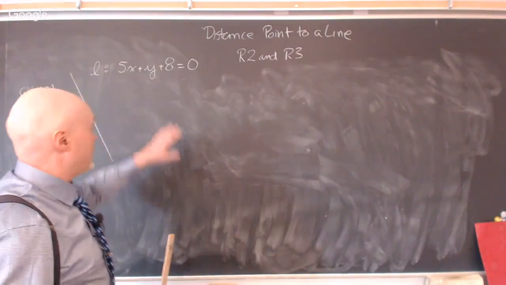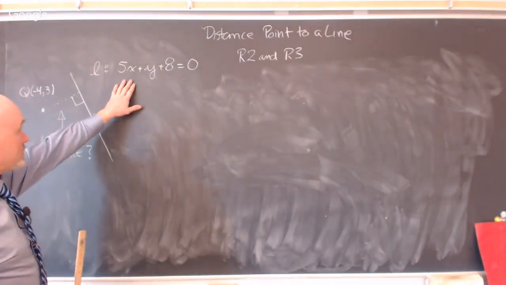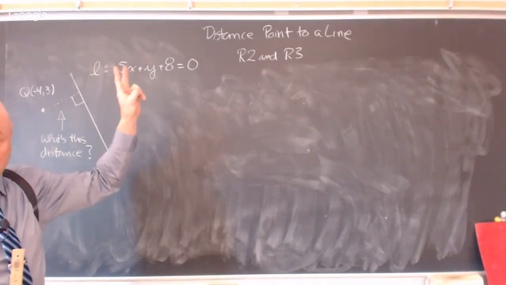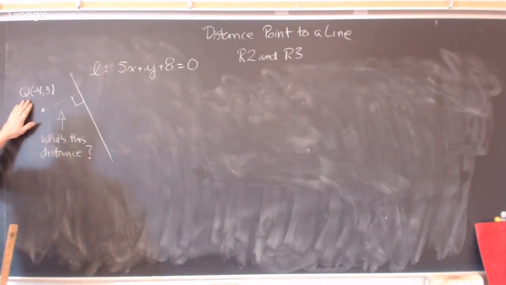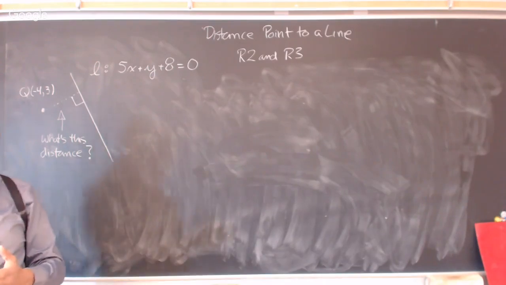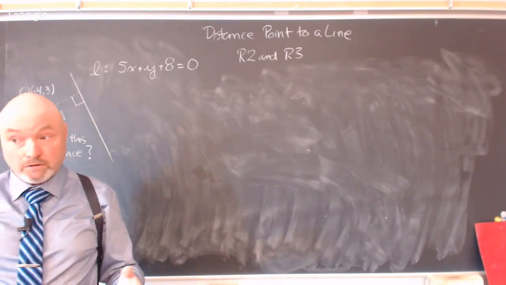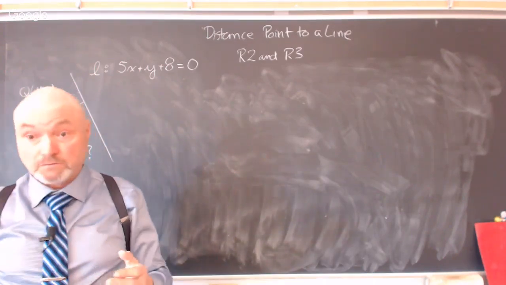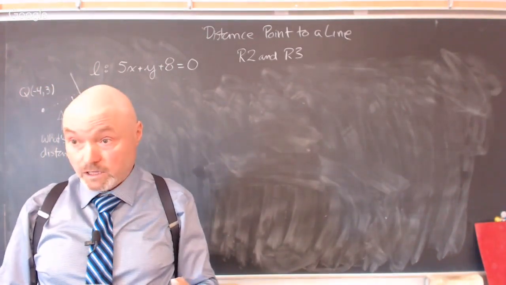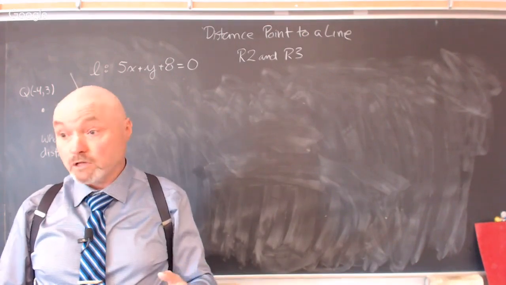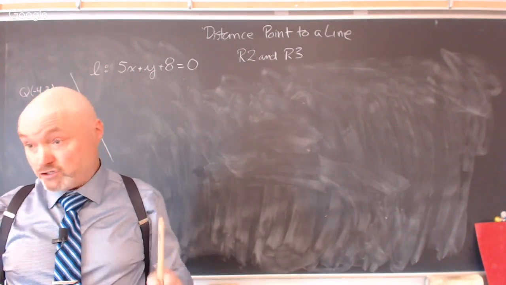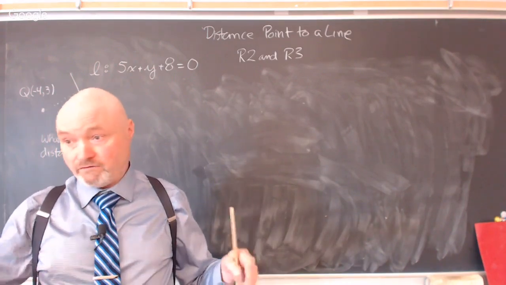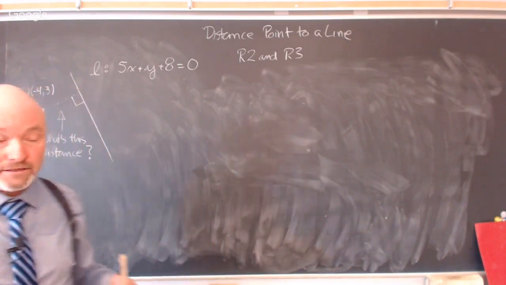All right, so here's my line: 5x plus y plus 8 equals 0. So I've got the scalar form of the line. This is 2 space. There's only an x and y. And I have a point out here, Q, (-4, 3). What I want to know is how far away is Q from this line? And when we're talking about distance from a point to a line, we're always talking about the perpendicular distance, right? Because that's the one that's going to define a single distance.